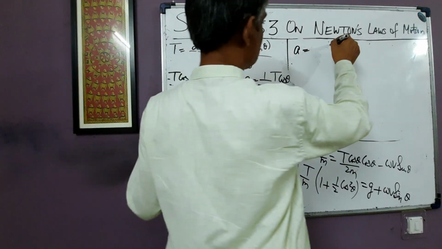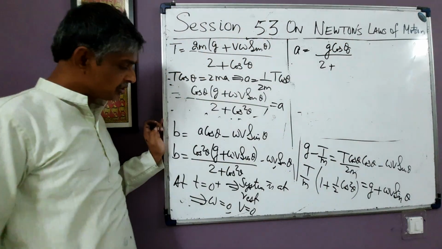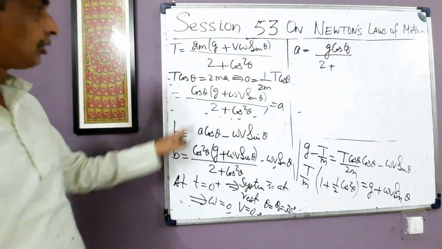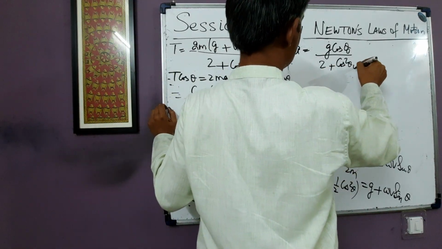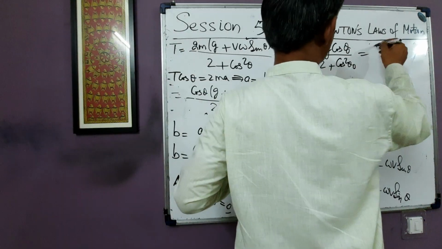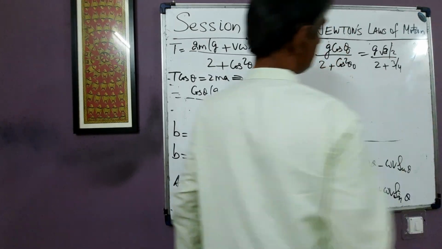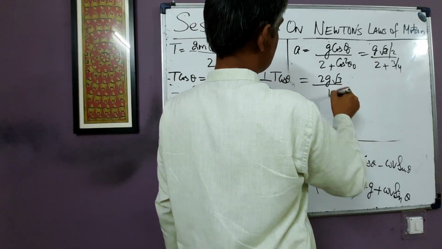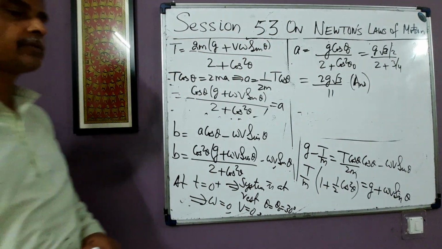A becomes G cos theta by 2 plus cos square theta, and theta becomes theta naught at initial instant. Theta naught equal to 30 degree given. So G cos theta naught by 2 plus cos square theta naught. Theta naught is 30 degree, so it becomes G root 3 by 2 upon 2 plus 3 by 4. This becomes 2G root 3 by 11. This one answer we have obtained, 2G root 3 by 11. This is the value of A.